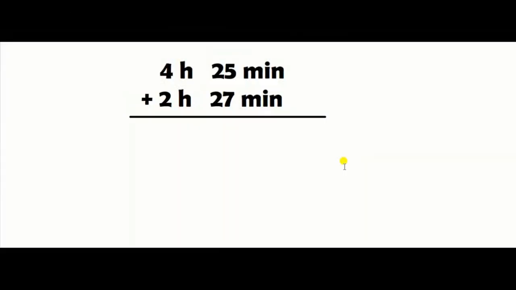Let us do this example. Here we have 4 hours and 25 minutes plus 2 hours and 27 minutes. All I'm going to do is to add the minutes together and the hours together.